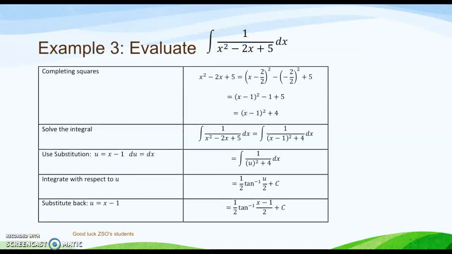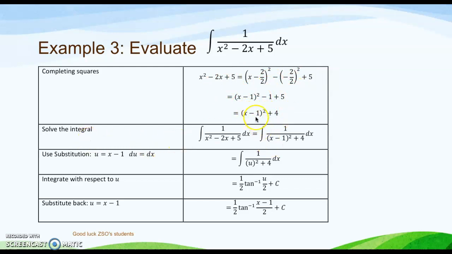Okay. So look at the example. When you have 1 over x squared minus 2x plus 5, you need to use completing the square. The completing the square formula is (x plus b over 2) squared minus (b over 2) squared plus c. So here coefficient a is equal to 1, coefficient b is equal to negative 2, coefficient c is equal to 5. So you use the formula, and you will get (x minus 1) to the power of 2 plus 4.